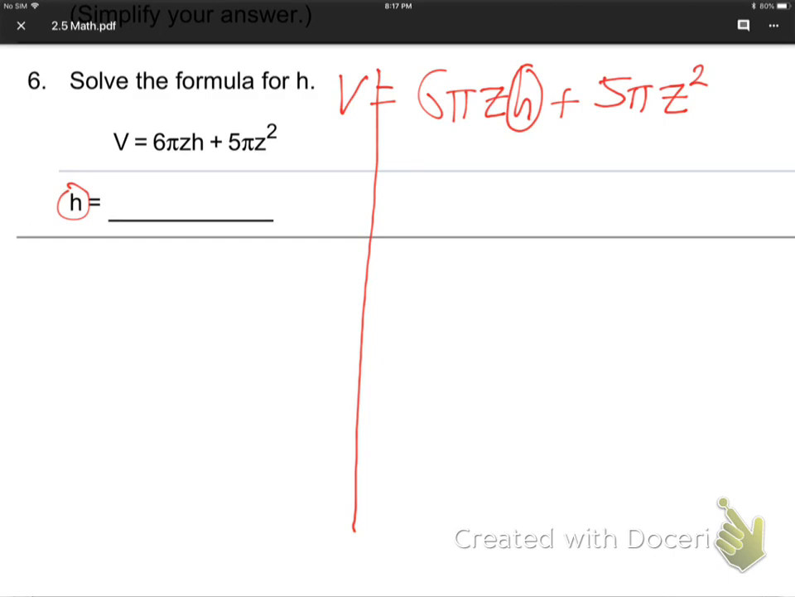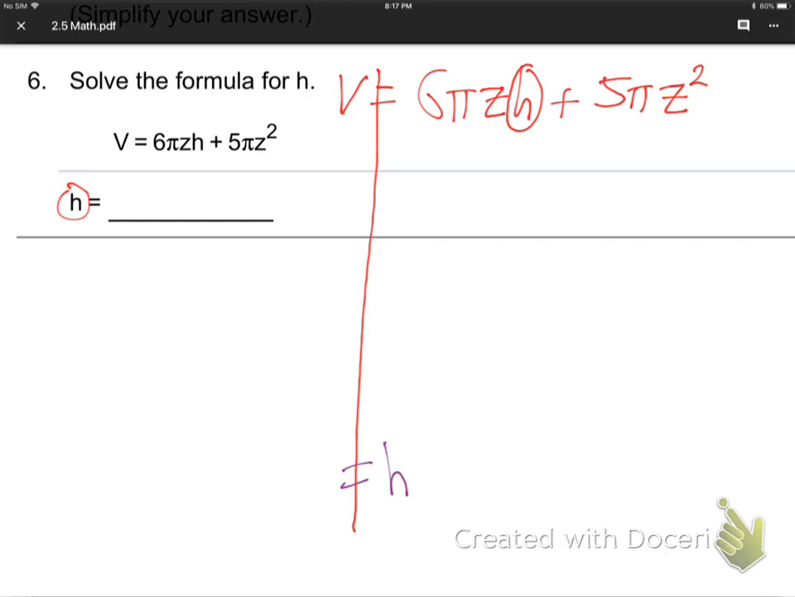We get P plus 5P. So in an effort to get H alone, remember our goal. In the very end, we want H all by itself. I want to get rid of all this stuff. So take a look at the structure up there. The 6 pi and z are all multiplied right next to the H. So at the end, I will divide them off. But first, I'm going to get rid of all this stuff.